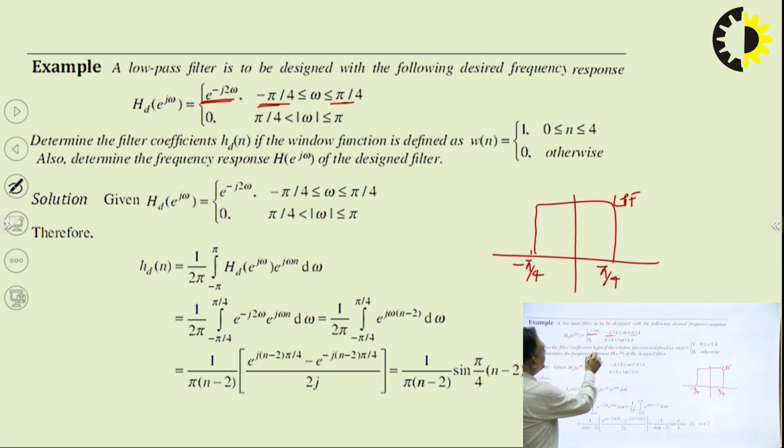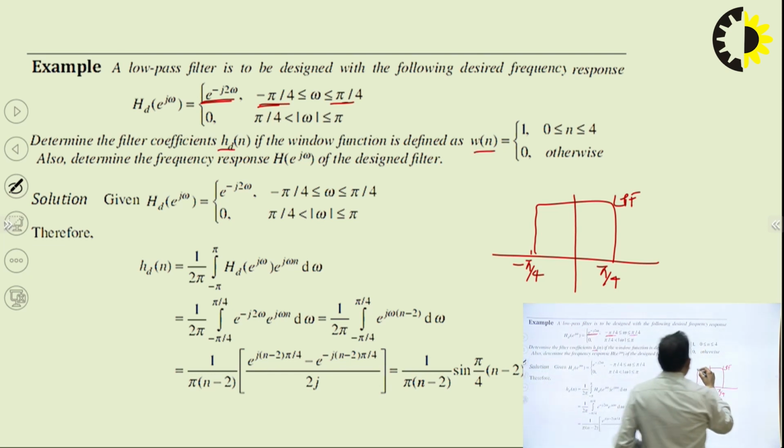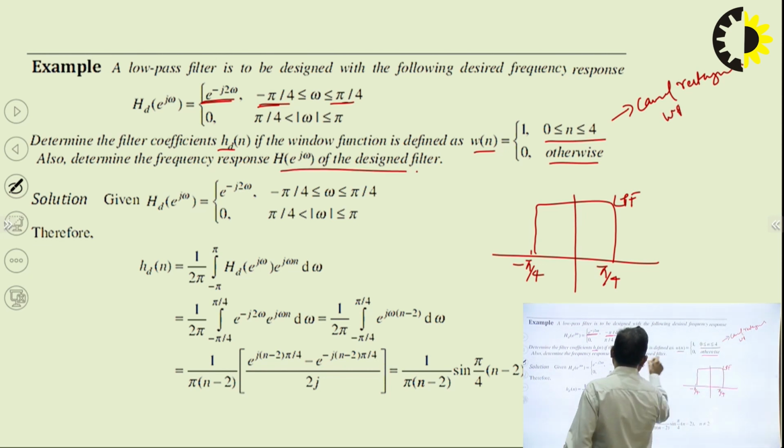Determine the filter coefficients hd(n) if the window function is defined as w(n) equals 1 for n between 0 to 4 and 0 otherwise. Because n value is given from 0 to 4, it means we are talking about causal rectangular window function. And also determine the frequency response of the designed filter. Okay, so it is given to us. So first of all, we will calculate the value of hd(n).